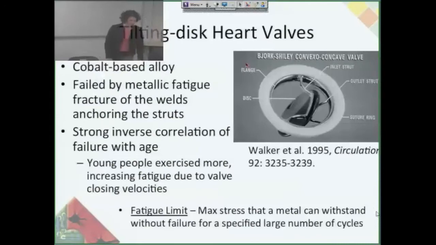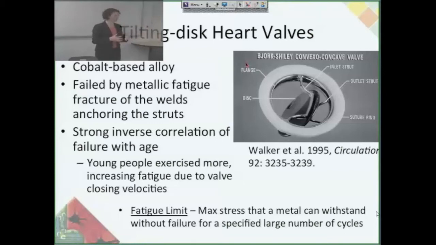A famous case of failure due to metal fatigue was in the tilting disc heart valves in the 90s. This was a valve that went inside the heart, and the valve actually goes back and forth like this, and it's welded on the two edges, anchoring the struts that make it go back and forth. This was designed fairly well. I think so. It's a cobalt-based alloy.